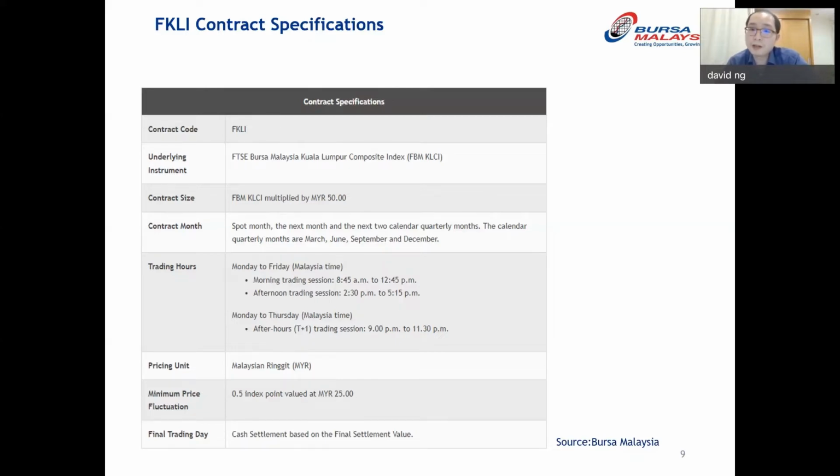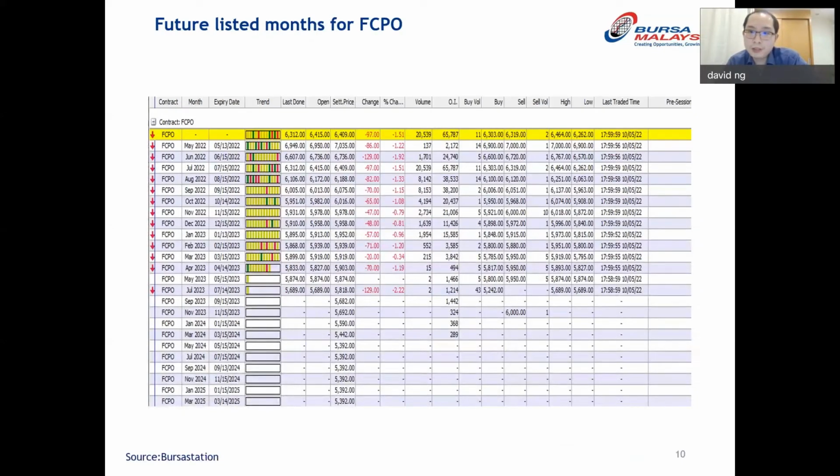But do take note that the final trading day, or the expiry of this contract, is always the last business day of the month. So do take note of that. And you can get all these contract specifications from the Bursa Malaysia website. So going through this, basically, if you have a broker's platform, if you subscribe to a local broker, normally you can see the listed contracts for both the CPO as well as the FKLI.